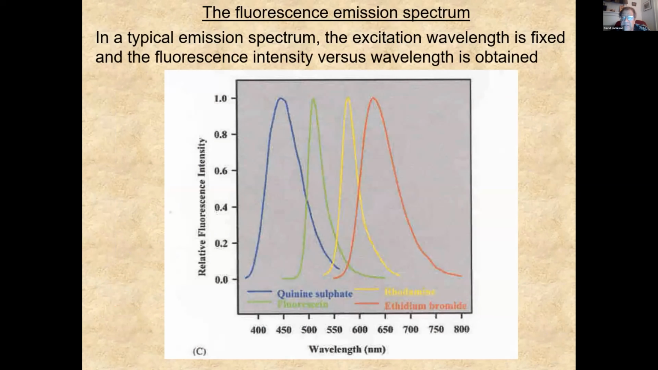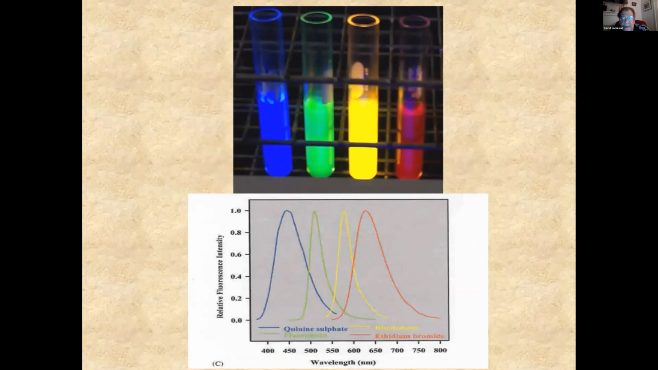So in a typical emission spectrum, the excitation wavelength is fixed and the fluorescence intensity versus the wavelength is obtained. Here we see several different spectra for quinine sulfate, fluorescein, rhodamine, ethidium bromide. And here are the cuvettes holding those compounds, so you can see with your eye the colors that correspond to different wavelengths of emission, okay? And let me just say that when you work for many, many years in the field, your eye is pretty good. And just by looking at the color, you have a pretty accurate estimation of where the emission maximum is, which is useful.